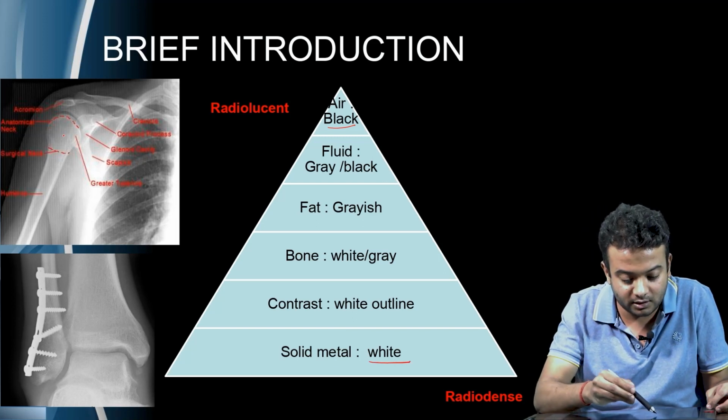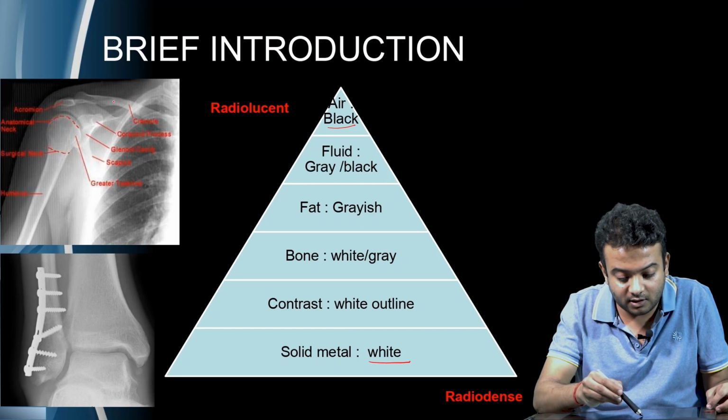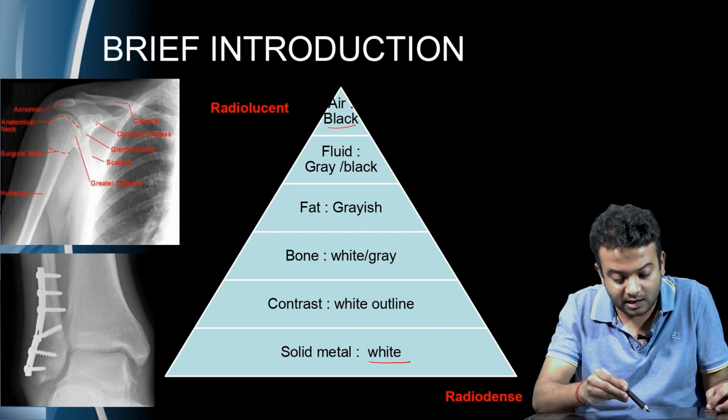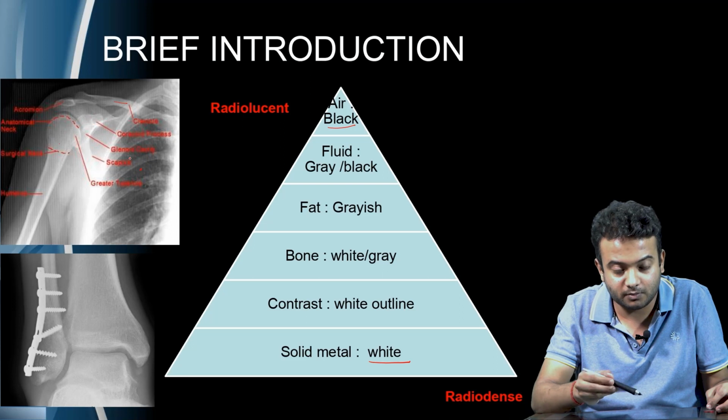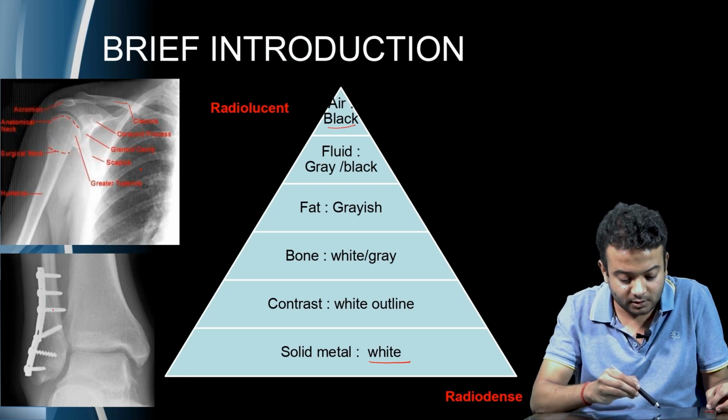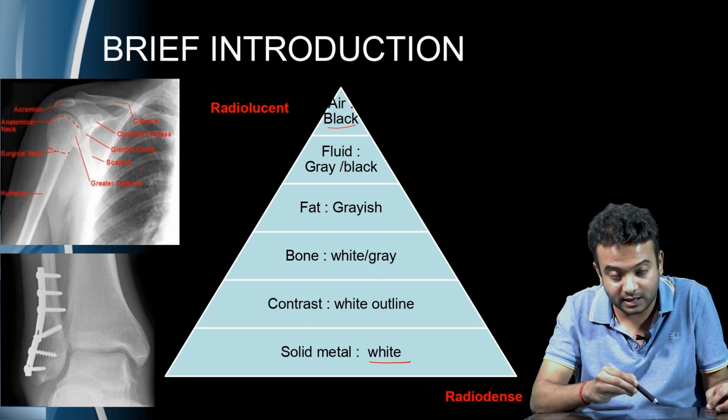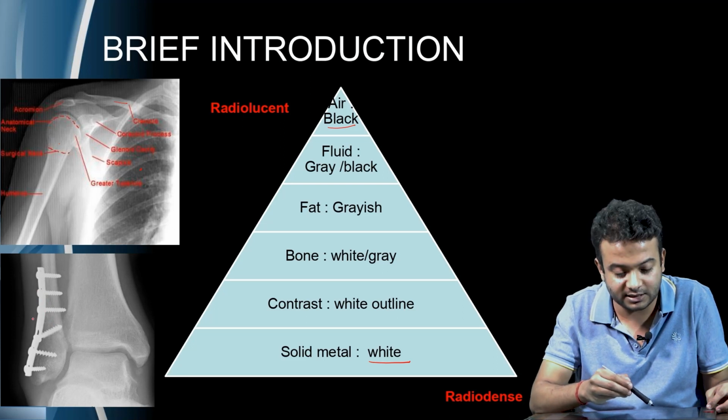Here in the image we can see the clavicle, the humerus, the scapula. The bony part appears whitish, whereas the air in the lungs appears black. And in the image below, the X-ray of the ankle, we can see the implant shown in white, because it's denser than the bone.